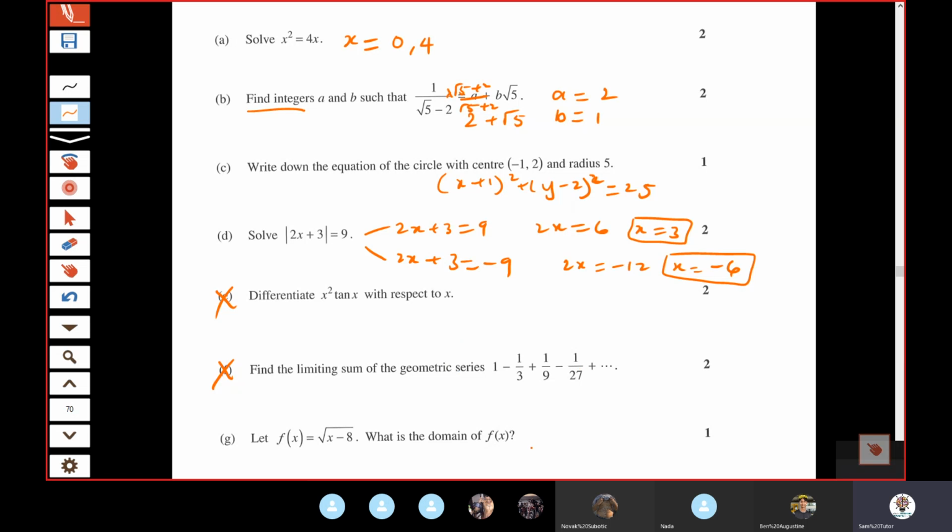And then last one, what's your domain? X is greater than or equal to 8. It can be 8 because it's still in the numerator, I guess. If it was in the denominator like this, you'll just have to write greater than 8.